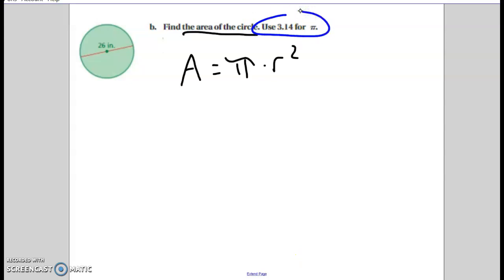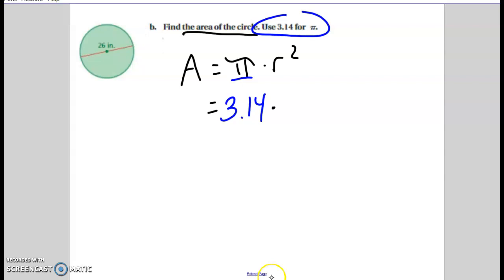So, again, if we're finding the area of a circle, we're going to start with area is pi times the radius squared. That's our formula. In this case, they want us to use 3.14 for pi. So where I see pi, I'm going to put 3.14. And I'm going to have to multiply by radius squared. Now look over here. Whoopsies, I didn't mean to cross that out.